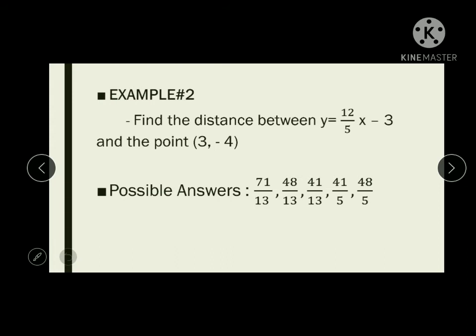Example number 2. Find the distance between y equals 12 over 5 x minus 3, and the point 3 and negative 4. Meron akong mga nilagay dito na mga possible answers. Sa tingin nyo, ano yung tamang sagot na nandyan? 71 over 13, 48 over 13, 41 over 13, or 41 over 5, or 48 over 5. Try to solve this one and try to post the video kung sa tingin nyo ano ba talaga ang tamang sagot.